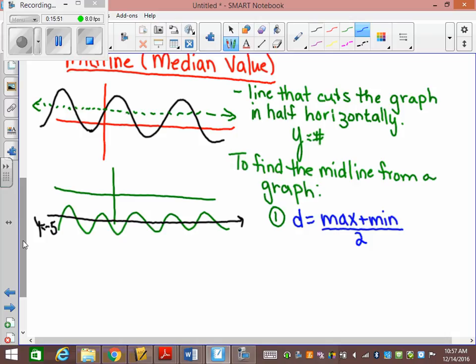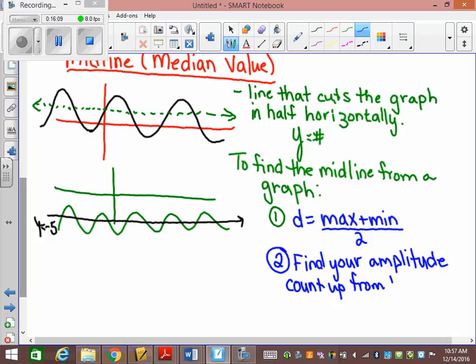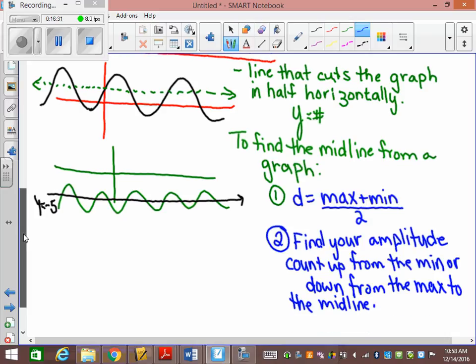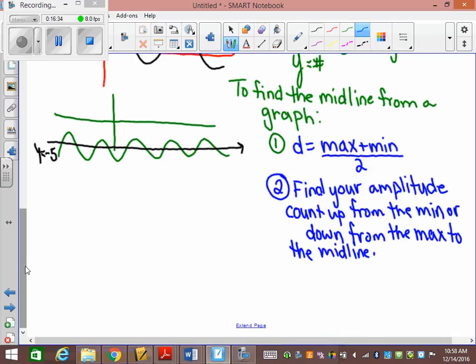Now, the other way you can do it is you could find your amplitude and count up from the min or down from the max to the midline. Once again, are you going to have to know both methods? No. You use whichever one you understand. This is to get the D of the formula.